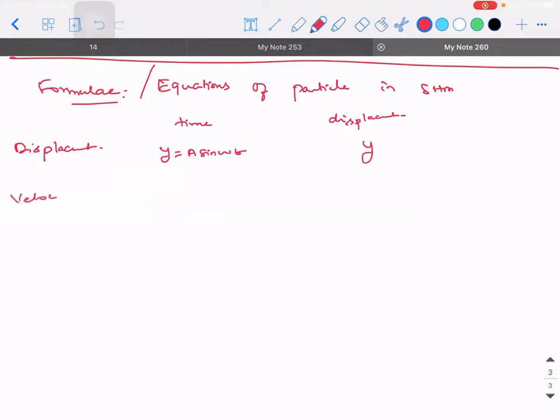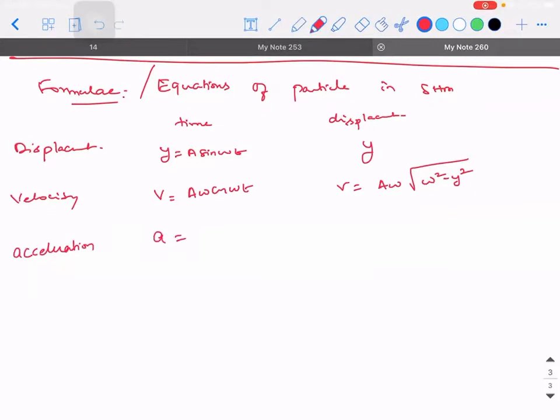If I talk about velocity, then v will be equal to a omega into cos omega t in terms of time, whereas in terms of displacement, v will be equal to a omega into root of a square minus y square. Similarly, can you tell me what the acceleration would be, which I derived in the previous class itself?